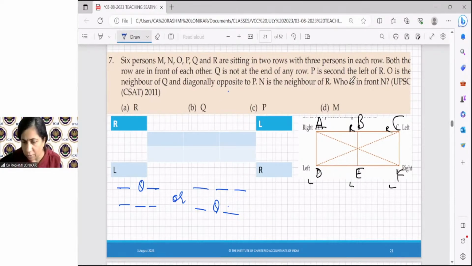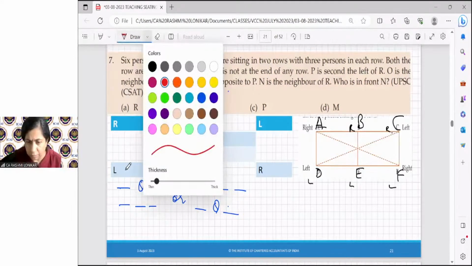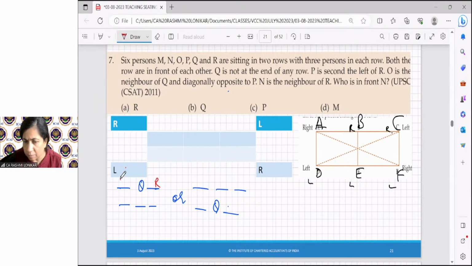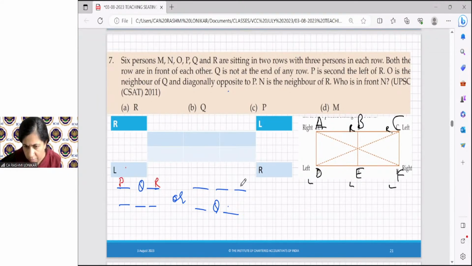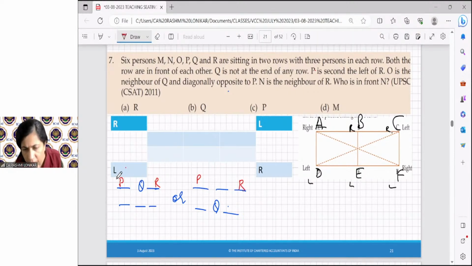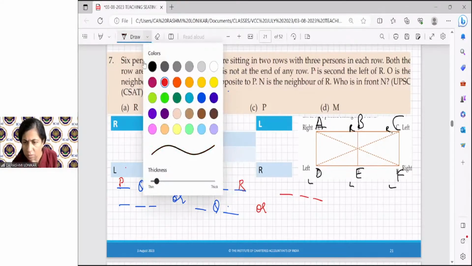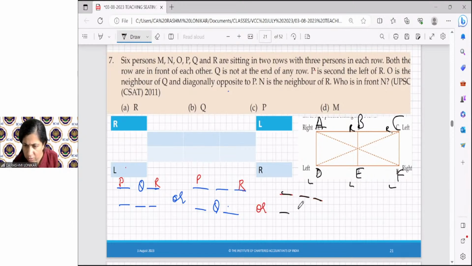P is second to the left of R. So I can have R here, then this will be P. Or I can have R here, then this can be P. Or we can even have the same with dash dash dash, and dash dash dash, dash Q dash. So I can even have my R here and P here.